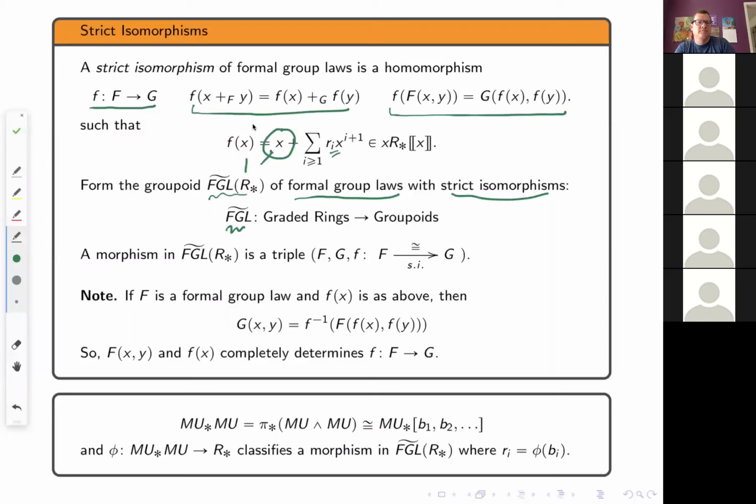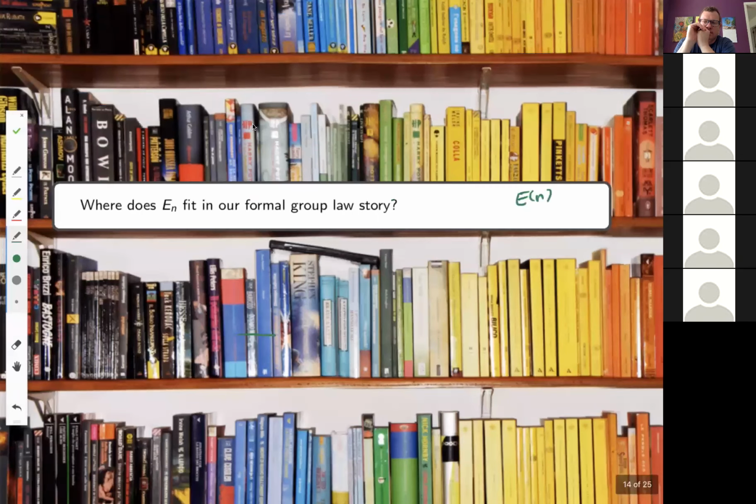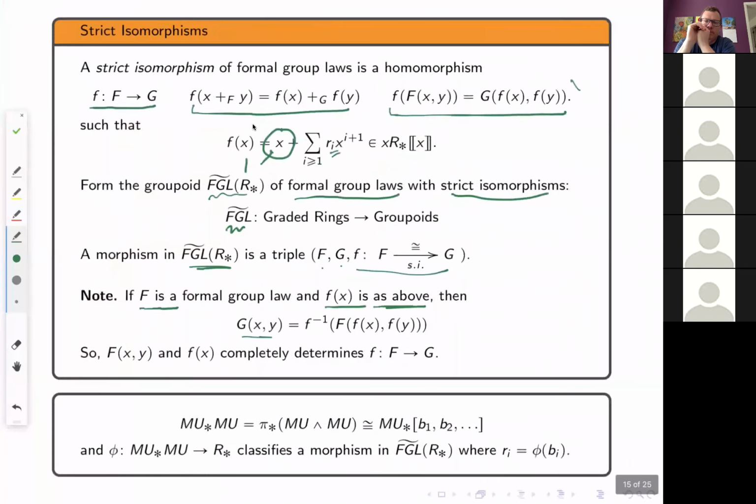Now, remember, a morphism in this groupoid is going to be a triple, so it's going to be two formal group laws and a strict isomorphism between them. Maybe one of the key remarks is that if F is a formal group law and f(x) is our strict isomorphism, then G is completely determined. It's this formula here. I just rewrote it differently. So it's completely determined by F and the little f. So morphisms in this category are determined by the formal group law and the strict isomorphism. We only really need that data. G just comes along for the ride.